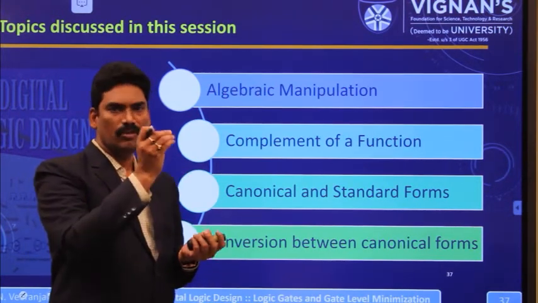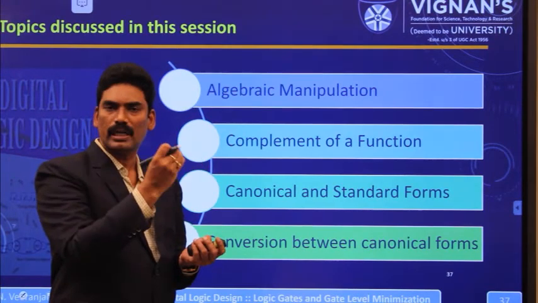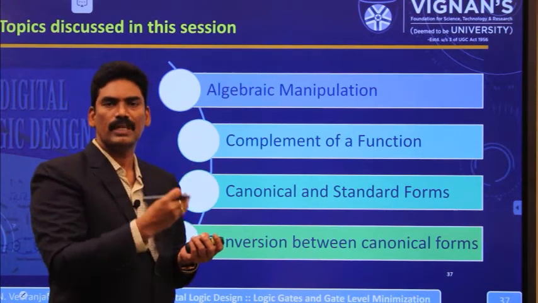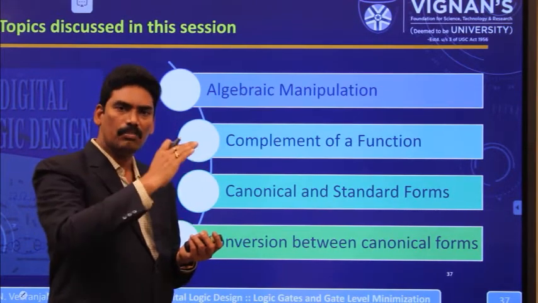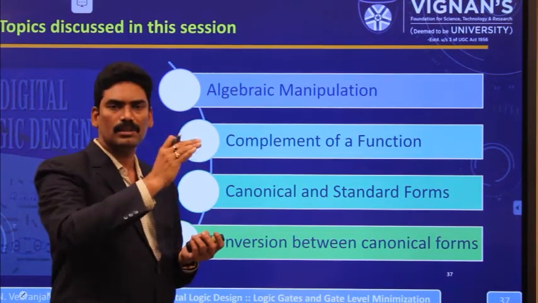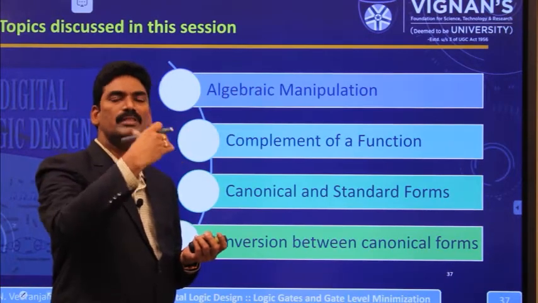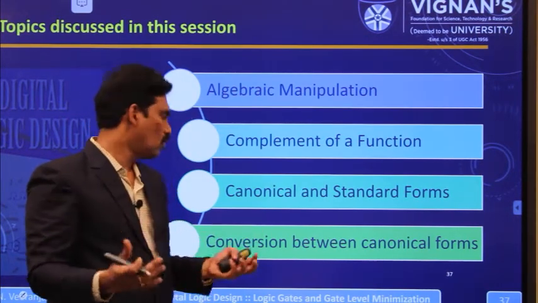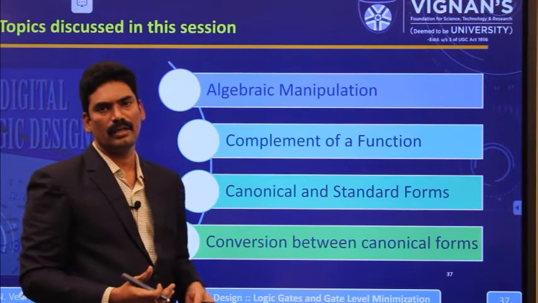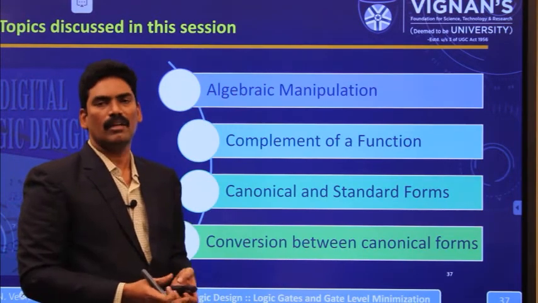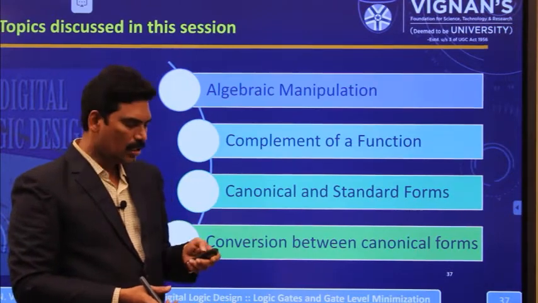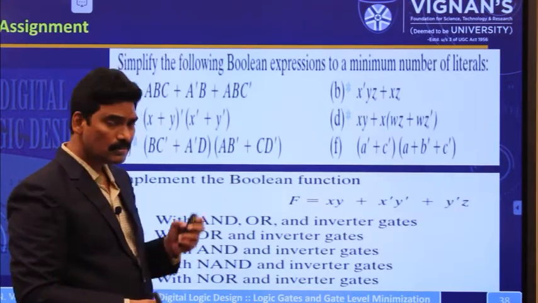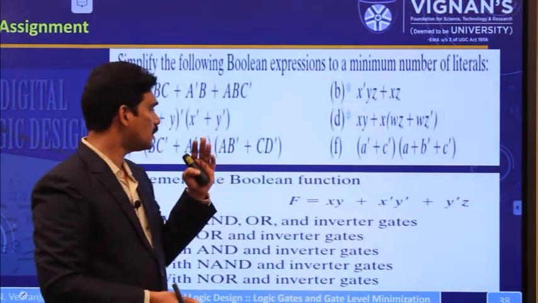What have we done in that? If sigma is there, we converted that sigma to pi, and in place of the numbers given, we included the missing numbers. So that is conversion between canonical forms. For our self-assessment, I have given one assignment here. Please go through this assignment.